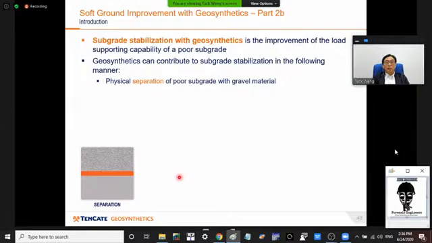Here we need to talk about what the geosynthetics can provide in terms of benefits or functions that can help improve. And basically, geosynthetics can be a separator. It physically separates the good gravels from being affected by the soft clay or mud below.